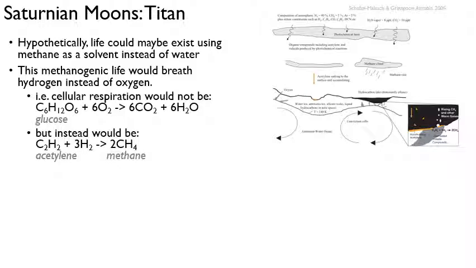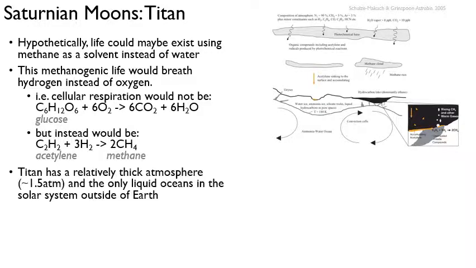And so what the methane-based life would breathe: rather than cellular respiration being glucose reacting with oxygen to make carbon dioxide and water, instead you'd have acetylene and hydrogen reacting to make methane. And from a basic chemistry perspective, this is perfectly plausible. Titan also has a relatively thick atmosphere. It's the only comparable atmosphere to Earth in the solar system, and it also has the only liquid oceans in the solar system outside of Earth.